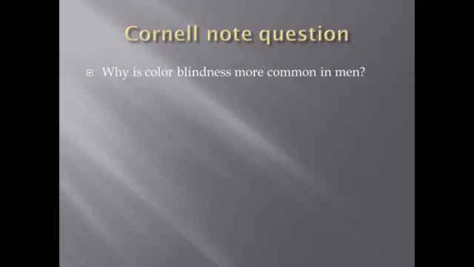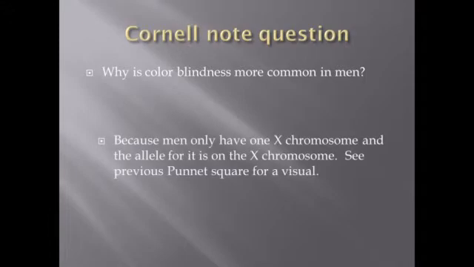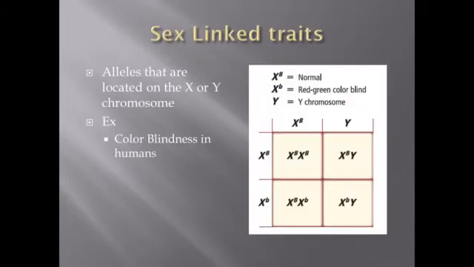Okay, so hopefully to test your comprehension: why is color blindness more common in men? I want you guys to answer this question in your Cornell notes. It'll show that you did a good job watching the video. And the answer comes down to this: men only have one X chromosome and the allele for it is on the X chromosome. As you see, the previous Punnett square is a good example.